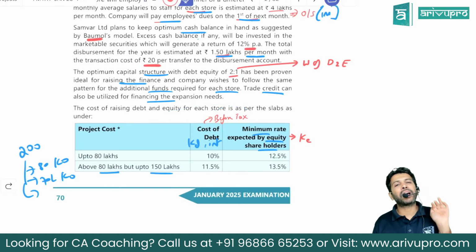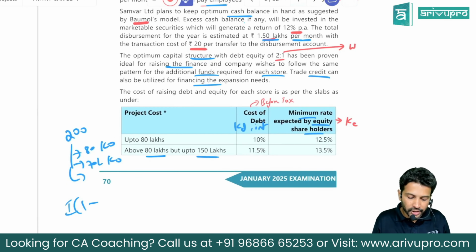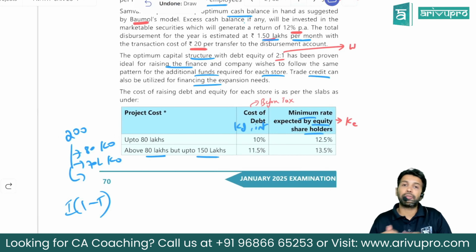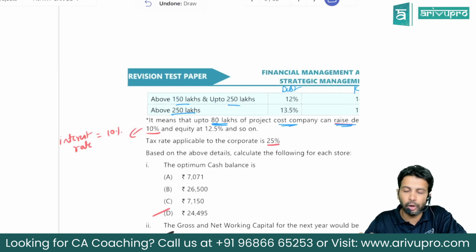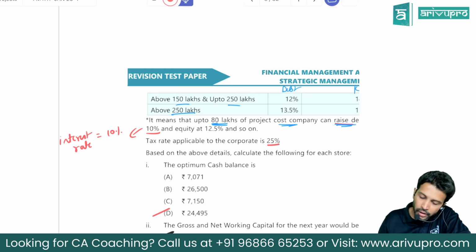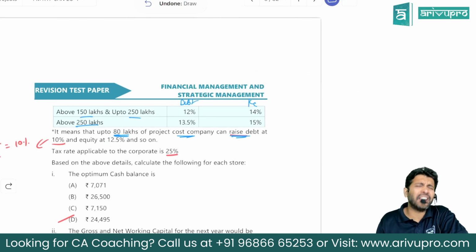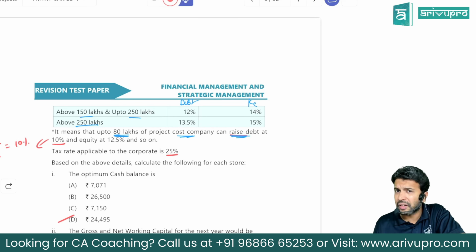Comfortable? How do we get the after tax adjustment? We take interest rate into 1 minus tax rate. If you do that, you will get the cost of debt for our KO calculation. I hope everything is good till here. And for equity shareholders, is there this after tax drama or not? Only on interest do we get the tax benefit. On dividend, will we get a tax benefit?